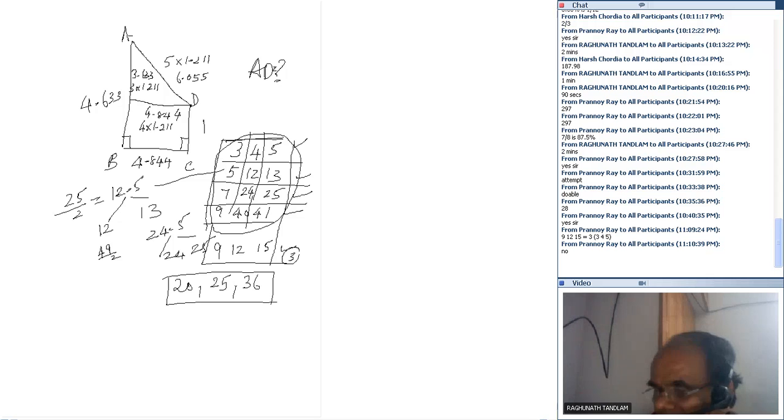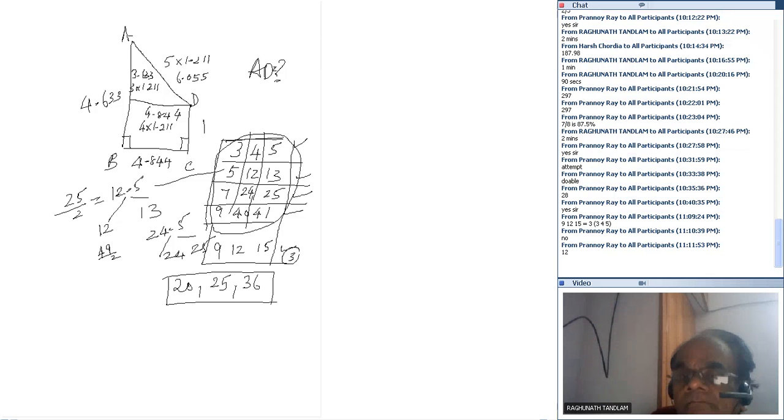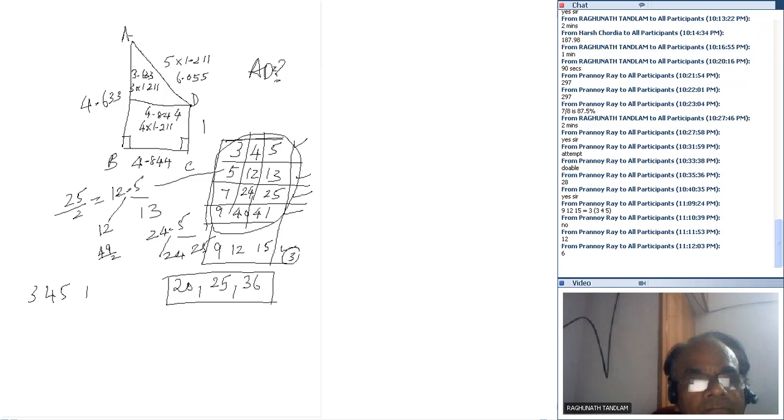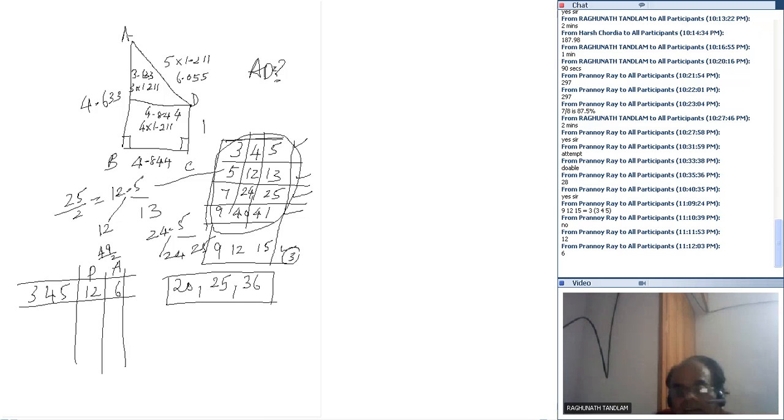What is the perimeter here? 3, 4, 5. The sides are 3, 4, 5. What's the perimeter? 12. What's the area? Is it possible that a right angle triangle can have an area which is less than the perimeter? Yes or no? With integer sides, such that area is less than perimeter? 5, 12, 13. What's the perimeter? What's the area? Both are equal.